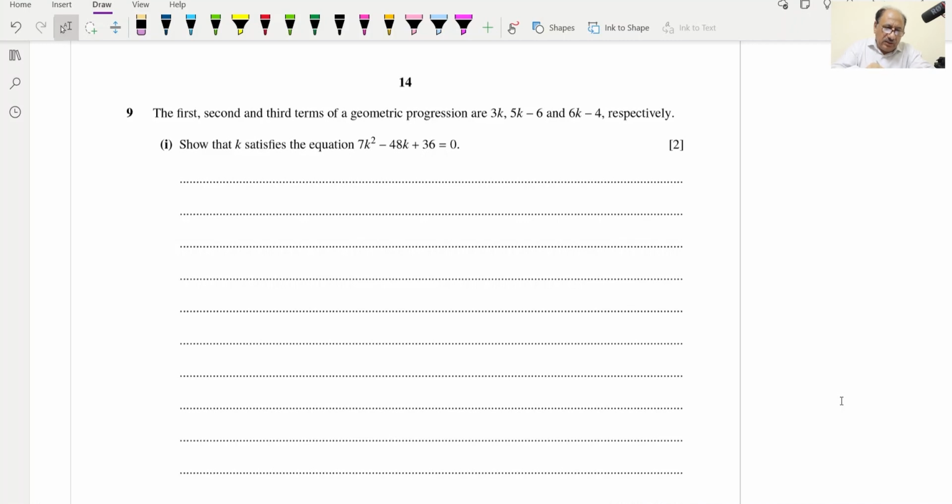Now question number 9. The first, second and third terms of a geometric progression are 3k, 5k minus 6 and 6k minus 4 respectively. Show that k satisfies this equation. This is a 2-mark question. First, let us understand the question. The first term is 3k, the second term is 5k minus 6, and the third term is 6k minus 4.